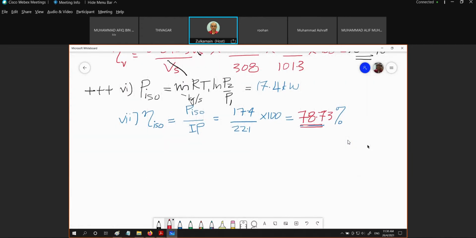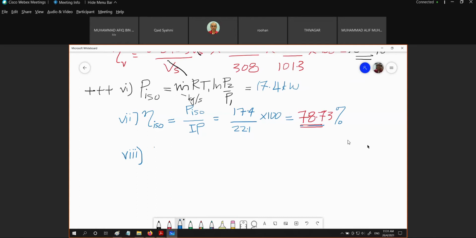Then I add up one more. What do you think I can add up? This is the possibility the question will ask you. I have asked you about the P ISO, I asked you about the isothermal efficiency. What else can I ask you? Work. Work of what? Power from the motor.